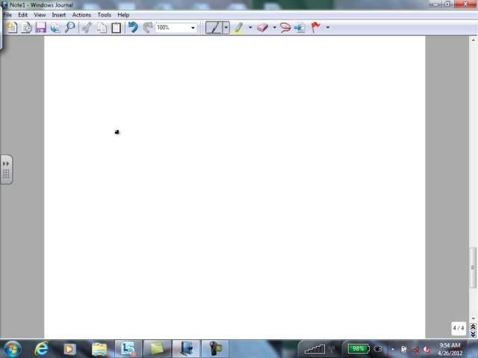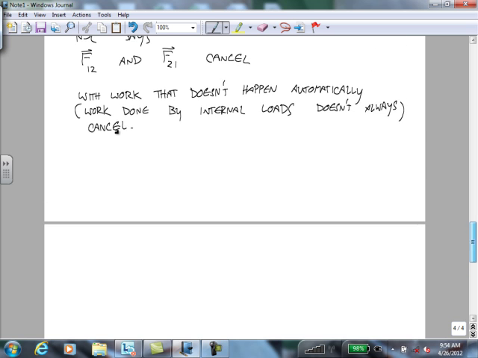So an increment of work dW is equal to the force vector dotted with an incremental change in the position. Okay.